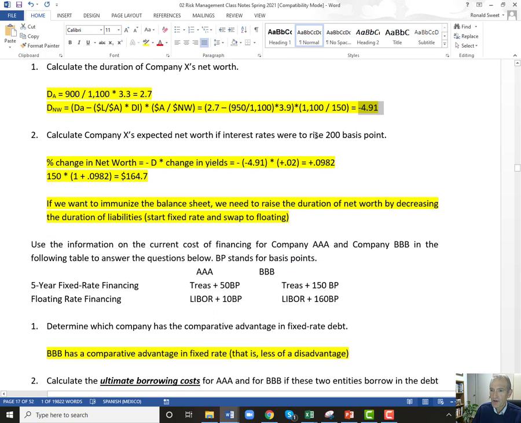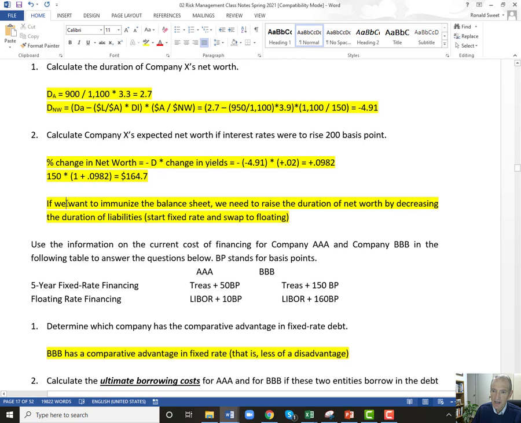What happens if interest rates were to rise 200 basis points? So you take minus duration times the change in yields, or minus 4.91 times plus 0.02, and so their net worth would actually go up 9.82%, or go from 150 up to 164.7.